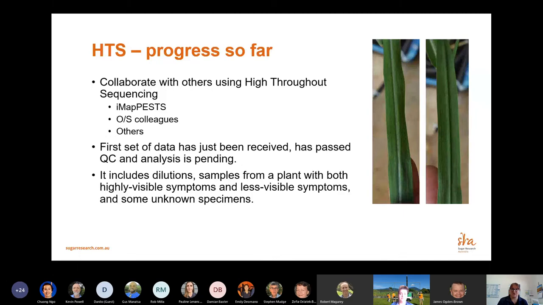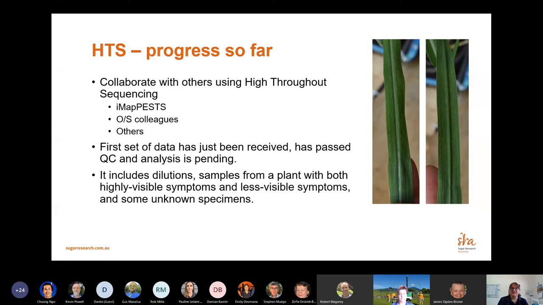And the first set of data has just been received. Chung just received it, I think, last week. It's passed our quality control and we're doing the analysis now. So that one includes a range of different sugarcane specimens from plants with really visible symptoms to no symptoms, known samples and unknown samples. So that is information that will be.